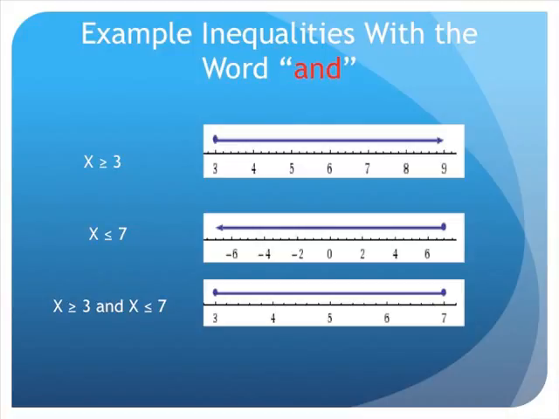Lastly, we have x is greater than or equal to 3 and x is less than or equal to 7. Here, x is essentially between 3 and 7, indicated by the graph with closed circles on point 3 and point 7, and it includes all the points in between.